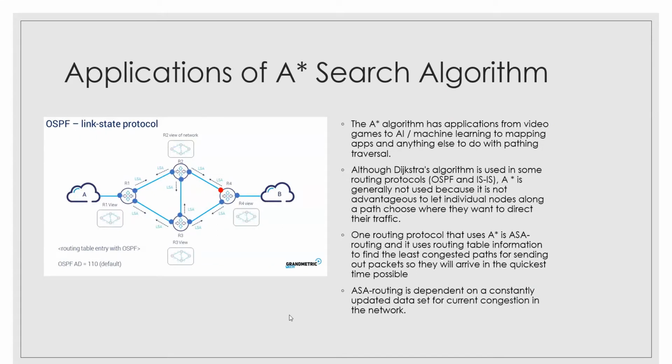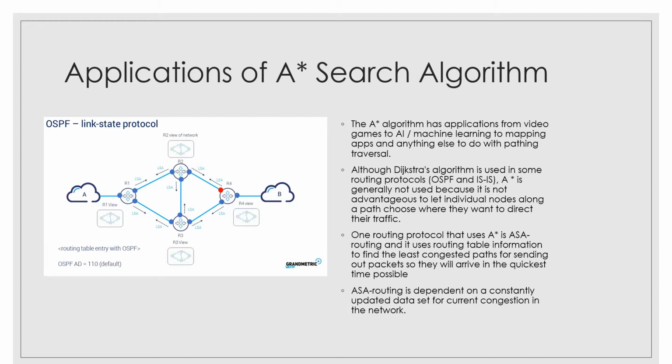Alright, certain applications of the A-star search algorithm. Like I said, there's many applications for video games, AI, machine learning, mapping apps, even city planning, like drawing out roads, trying to find the shortest path between certain places or where to build roads.